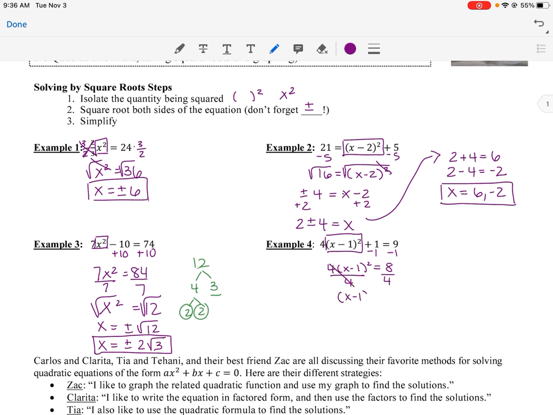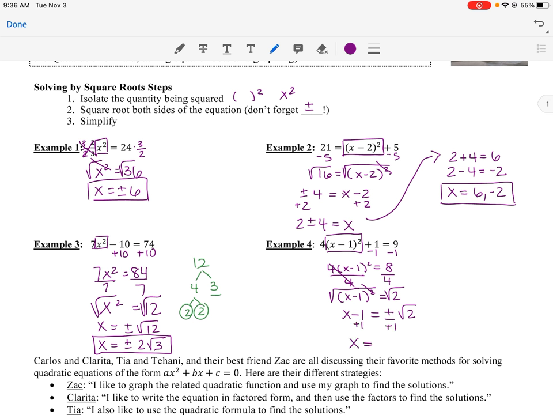Notice now I have that quantity that is squared all alone. So x minus 1 squared alone equals 2. So now I can take the square root of both sides. The square root and squared cancel, so I'm left with x minus 1 equals plus or minus the square root of 2. So we're going to add 1 to both sides.